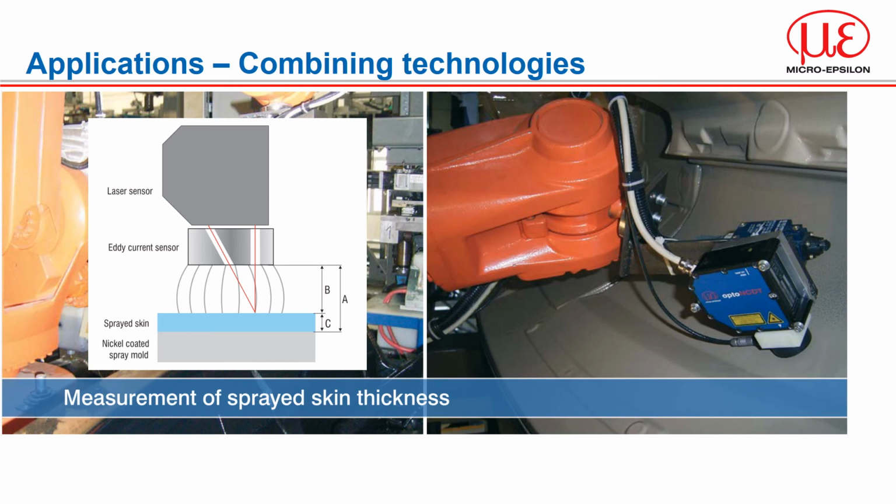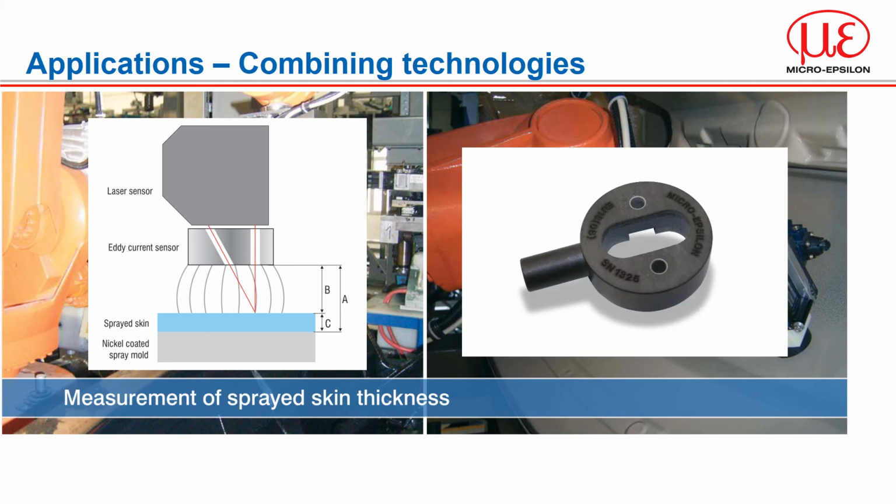The eddy current sensor measures the distance to the nickel-coated spray mould, distance A, and has an opening in the center through which the laser sensor measures the distance to the sprayed part, distance B. Remember, the eddy current is only interested in metallic targets and sees straight through the sprayed coating. The use of the air coil in our eddy current sensors makes this combination possible, as the laser sensor can look through the eddy current sensor at the same measuring point. When both signals are subtracted, the thickness of the applied sprayed skin is measured, which is marked as C.